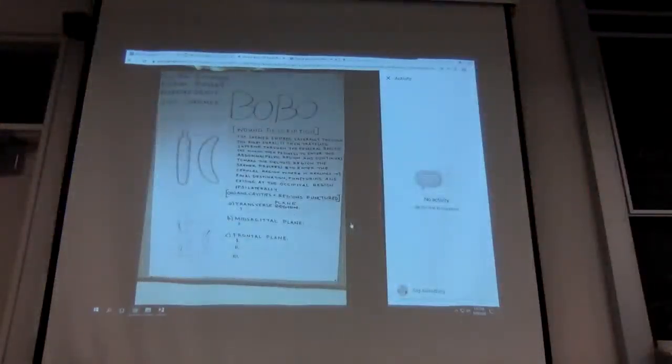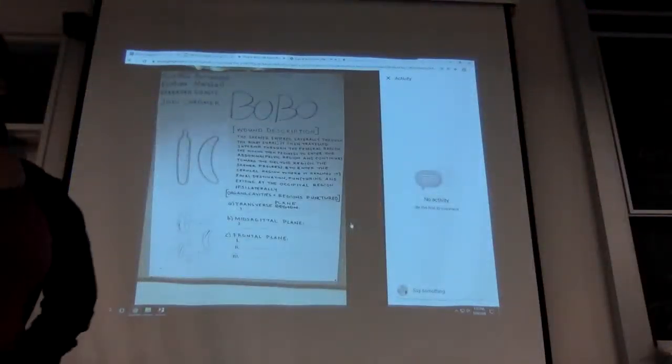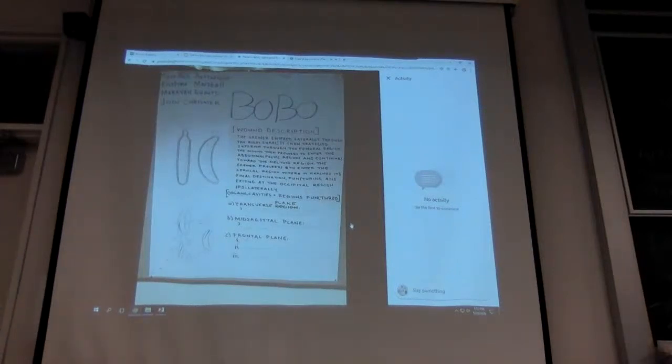So once again, there are markers and there's glue in the back. Only so much glue, so please share.